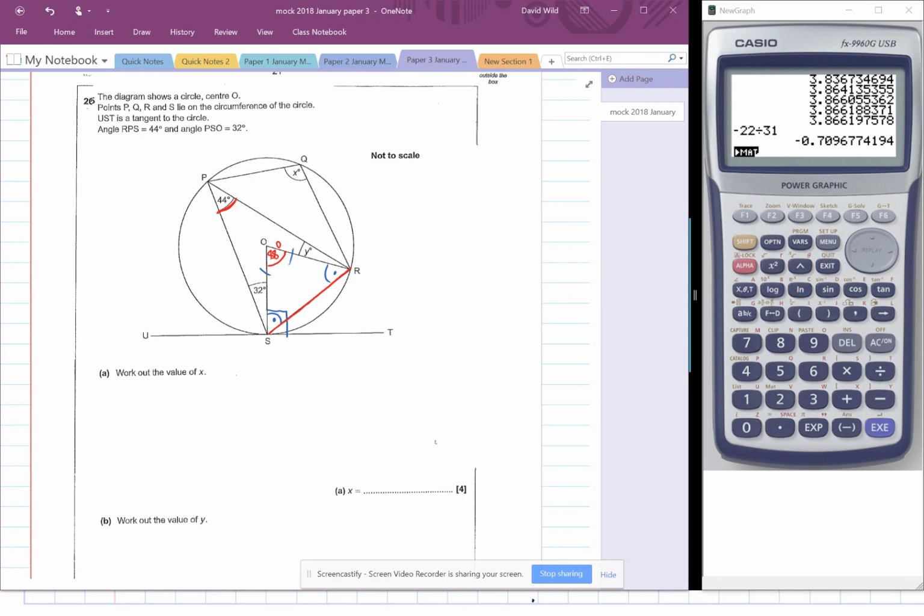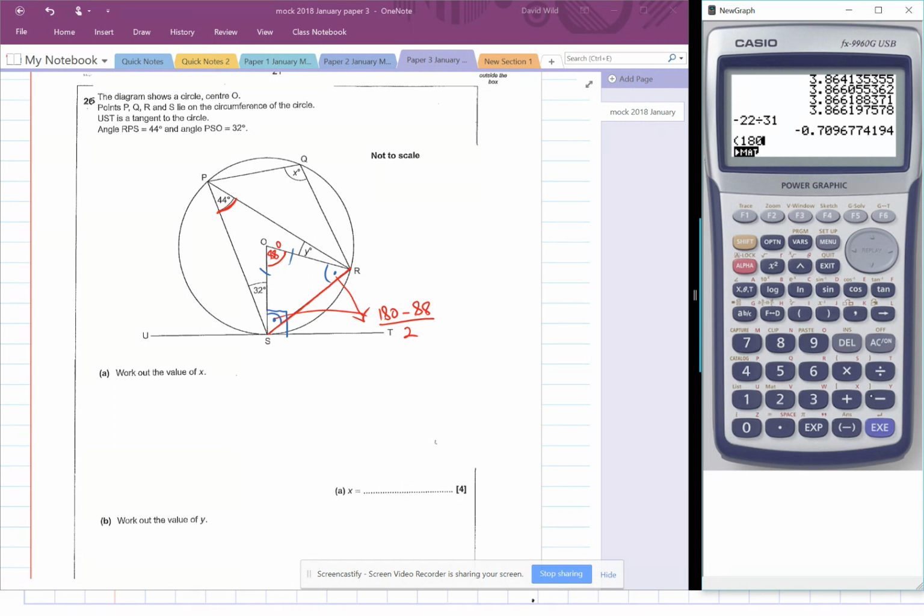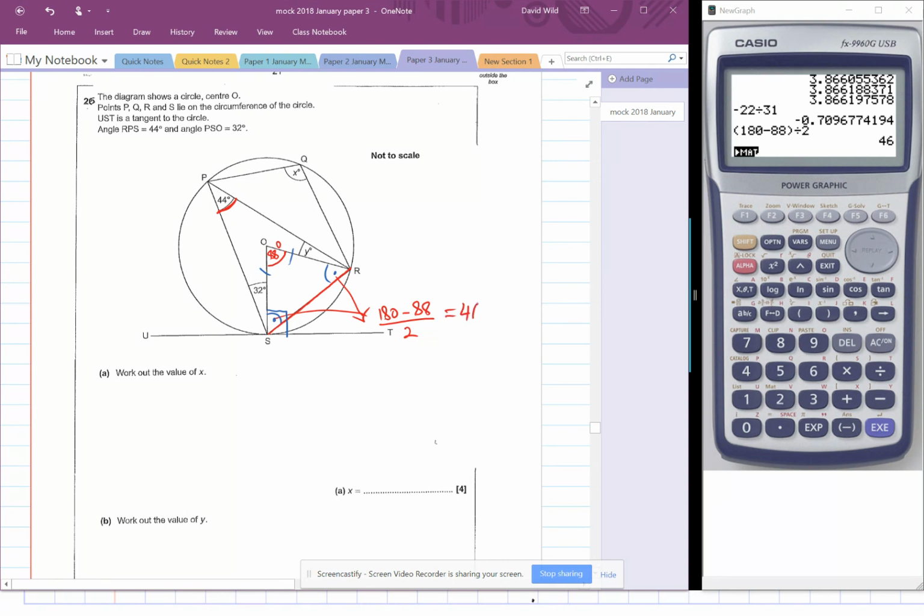Now if I know that's 88, I can work out these. This is an isosceles triangle, as two radii make an isosceles triangle. So these two angles are 180 minus 88, shared between 2 angles. So 180 minus 88, divided by 2, gives 46. Each one of those is 46 degrees. So this is 46 here, and this is 46 here.